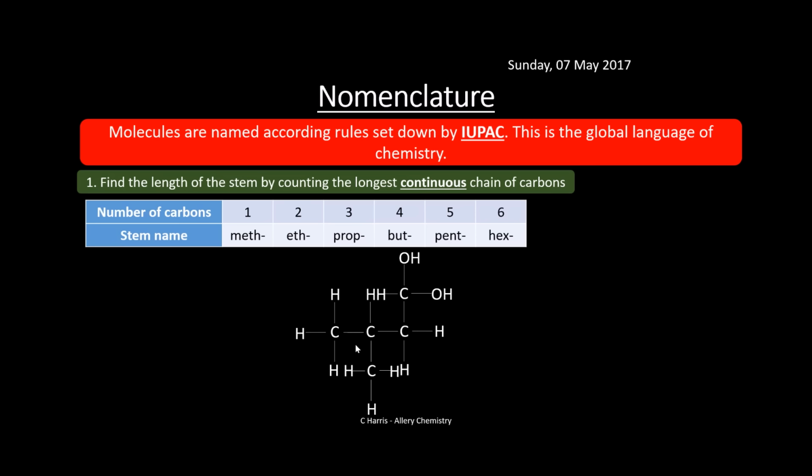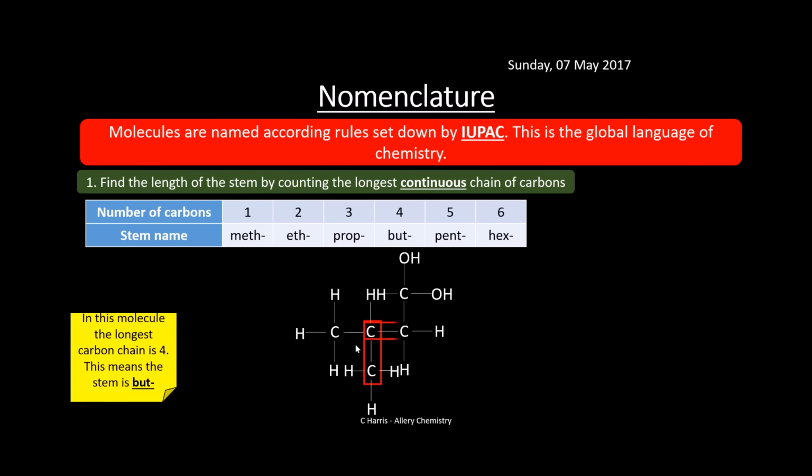So we start with the stem name. We find the longest continuous chain. In this molecule, the longest continuous chain is that one there. So that's four carbons. Really, really important: even if it looks like a branch, as though it's coming off another carbon, you just need to find the longest continuous chain in your molecule. I can't emphasize that enough. If you don't find that, your molecule will not be named right.